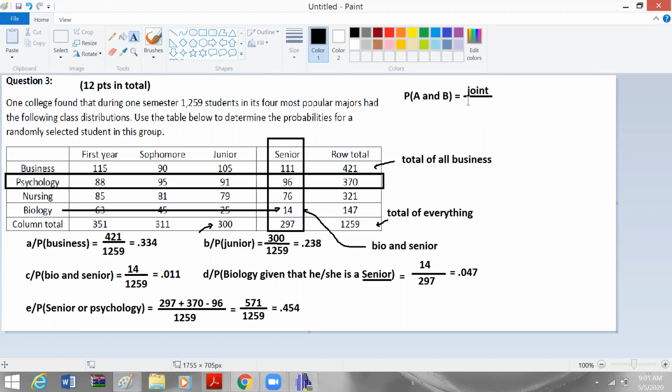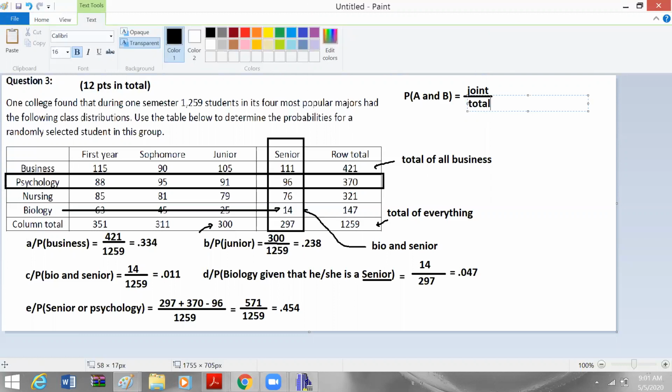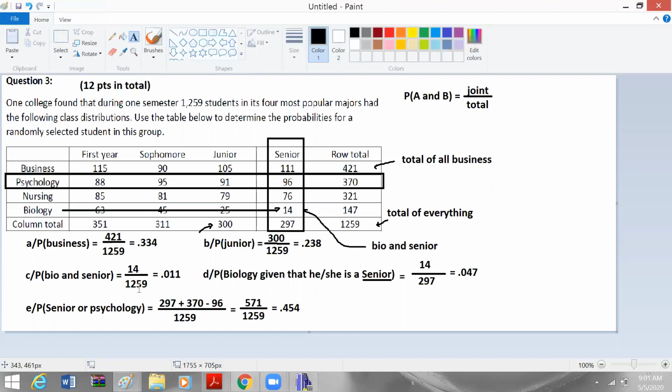And the total of everything, remember. Usually we have to divide it by the total of everything for all of this part of the question, except for part D on the final exam. Part D is going to give us the keyword given. So in that question we do not divide it by 1259, I mean, we do not divide it by the total of everything. So again, when it comes to A and B, we'll take the number of joint, and then we divide it by total.